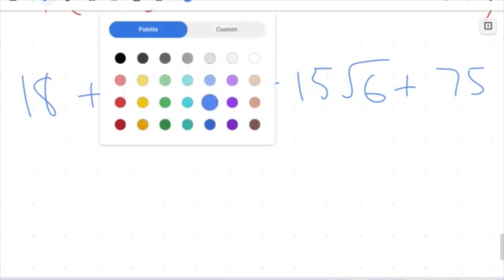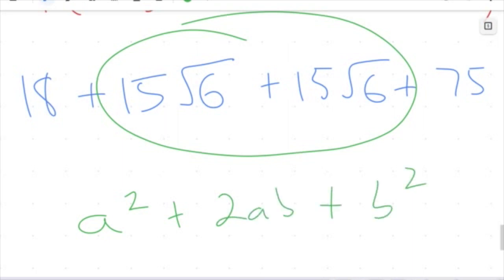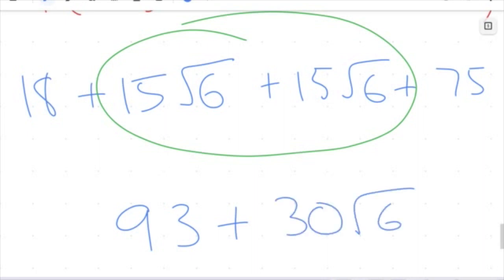And notice that in the same way with perfect squares, we just have here 2 lots of the middle terms. So it works in the same way as perfect squares. So when we had a squared plus 2ab plus b squared, this kind of pattern that we observed here in previous cases with algebra still is the same for surds. So now we just need to add the numbers. Adding 18 and 75 gives me 93. And 15 root 6 plus 15 root 6 gives me 30 root 6 here.